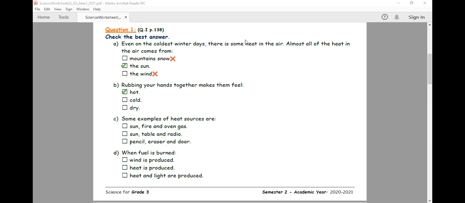Celine, which energy is converted into heat energy here? When we rub our hands, which energy is turning into heat energy? Is it chemical, mechanical, or electric? Mechanical. Bravo. Please don't write on the screen.